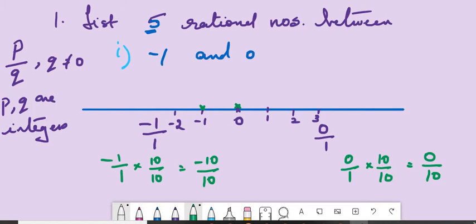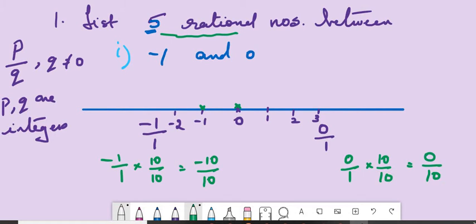This is just the concept of equivalent rational numbers. You are multiplying -1 by 1 with the same numerator and denominator so that the value is not altered. So it's -10 by 10. And similarly for 0 by 1. Of course 0 by 1 is 0. Just for our convenience we are writing it as 0 by 10 so that we can list 5 rational numbers in between these two numbers.